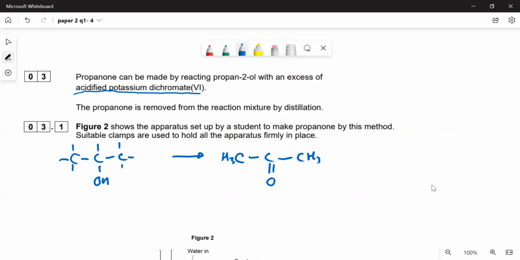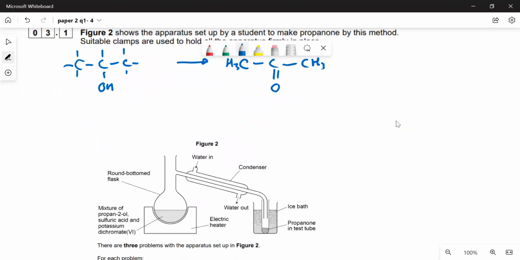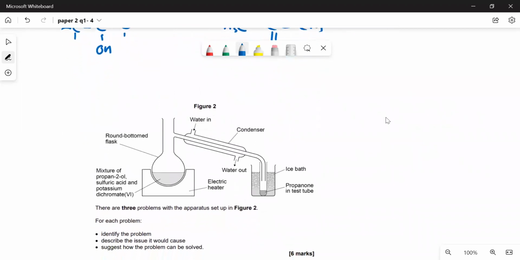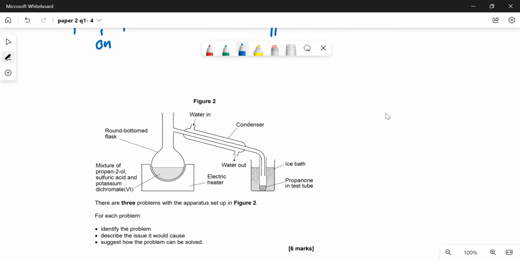Okay, and the apparatus, there's going to be mistakes in this apparatus. Oh, they're not refluxing; they're just distilling it off. Sorry, there's going to be 3 problems with the apparatus. The most obvious one is number 1: it should be sealed. There should be a bung in there, and you'd usually have a thermometer in there as well to monitor what temperature the distillate's coming off.